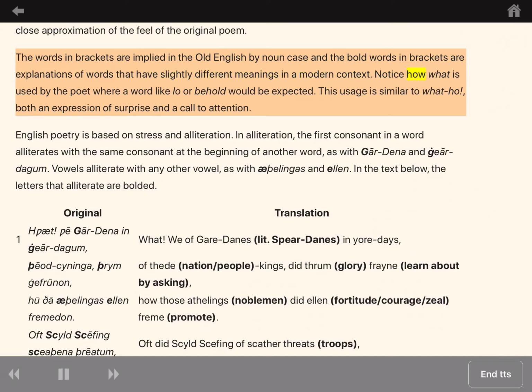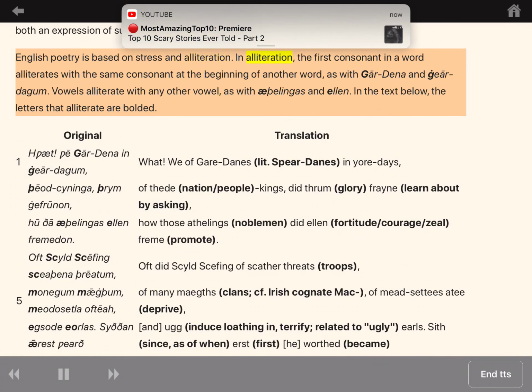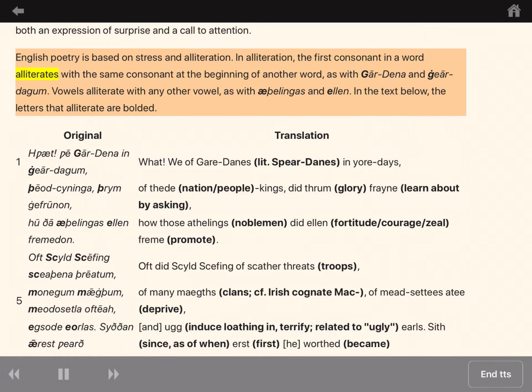Notice how "what" is used by the poet where a word like "lo" or "behold" would be expected. This usage is similar to "what ho," both an expression of surprise and a call to attention. English poetry is based on stress and alliteration. In alliteration, the first consonant in a word alliterates with the same consonant at the beginning of another word, as with Gardena and Geardagum. Vowels alliterate with any other vowel, as with Æthelingas and ellen. In the text below, the letters that alliterate are bolded.